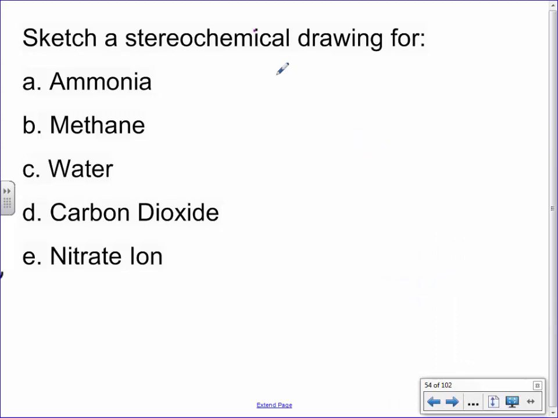CH4. Okay, so I need 1 carbon and 4 hydrogens. And again, hopefully you guys don't think I'm rude here, but honestly, this is like piecing stuff together like a little kid, right? So hopefully this makes sense as to why we have CH4, not CH5, right?